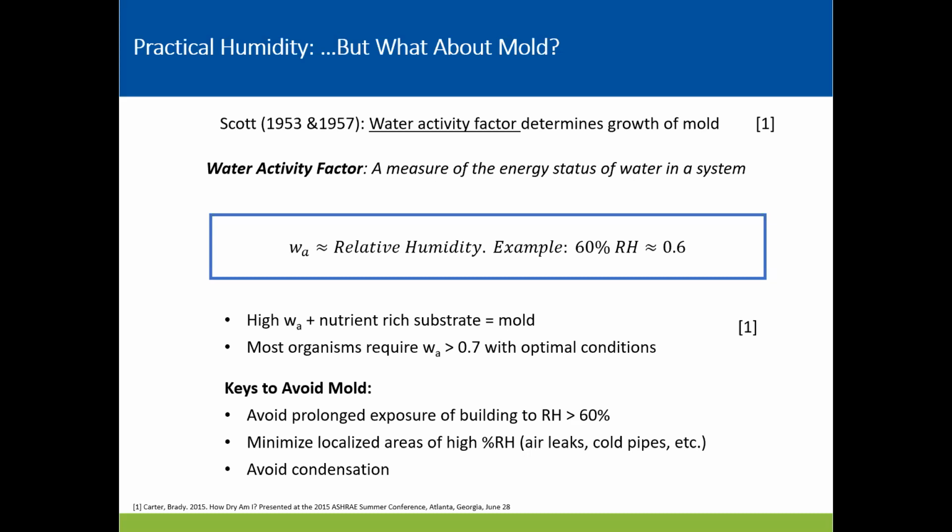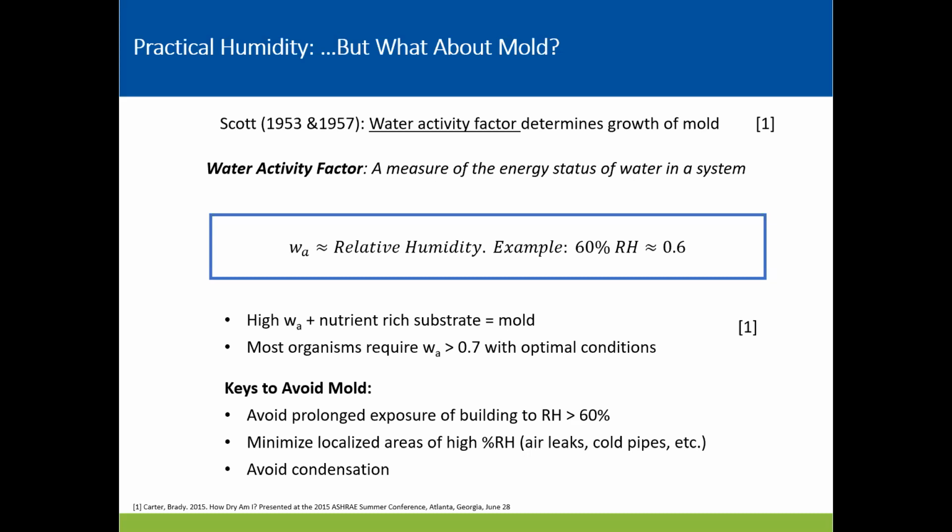Mold growth requires water. And the way we can look at that is through the water activity factor, which for our purposes here, if we leave a building or a material, for example, exposed to 60% relative humidity for long enough, we'll see that that water activity factor will level out at about 0.6. Most of the mold causing organisms require a water activity factor of about 0.7. So a higher level, getting up to kind of a prolonged exposure to 70% relative humidity and above.